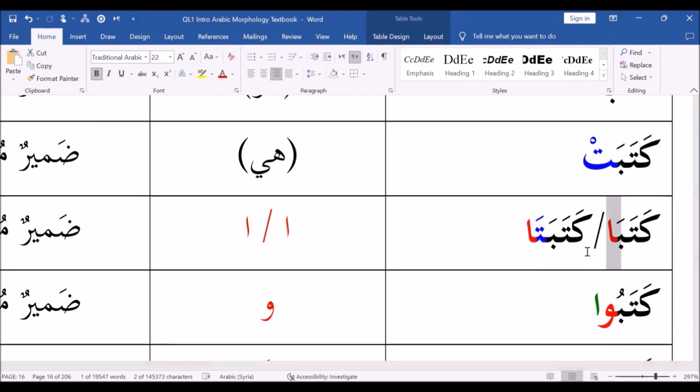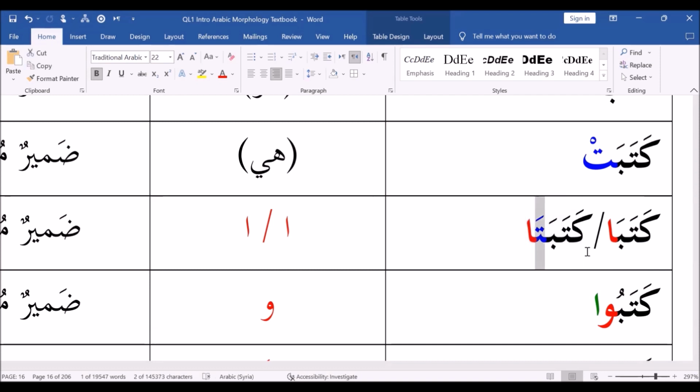What is the grammatical job or the function of this attached alif, damir muttasil? Its grammatical function is to be the doer, the fa'il, and it means huma. Both of these alifs mean huma. So you have katabaa, if you have two boys, katabata, if you have two girls who wrote. So if I want to say two boys wrote, or they two wrote, they meaning two boys, I would say katabaa. But if I want to say they two wrote, meaning there's two girls who wrote, I say katabata.